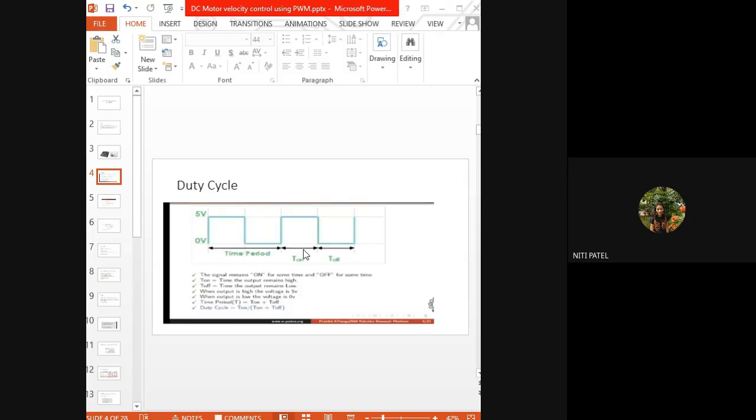So how do we calculate that duty cycle? We calculate it as T on plus T off divided by T on into 100. That will give me the percentage of the entire duty cycle. I repeat. Time period मतलब क्या? कि वो कितना time चला? तो कितना टाइम चला? T on plus T off उतना टाइम चला.